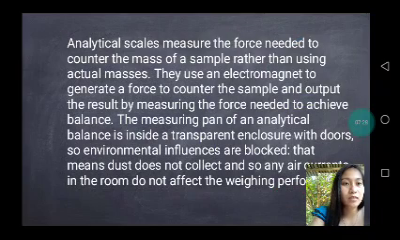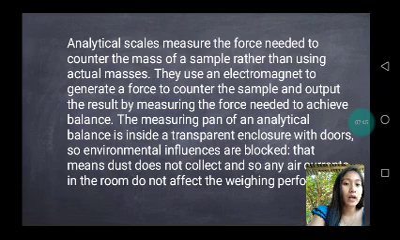Analytical scales measure the force needed to counter the mass of a sample rather than using actual masses. They use an electromagnet to generate the force to counter the sample and output the result by measuring the force needed to achieve balance. The measuring pan of the analytical balance is inside the transparent enclosure with doors, as I have mentioned in the previous page. So environmental influences are blocked.